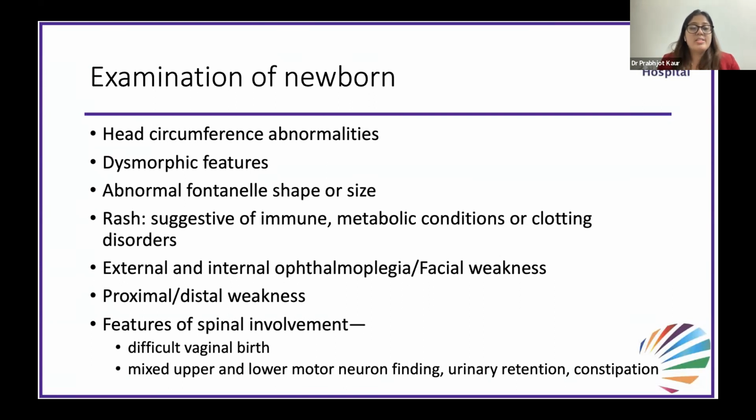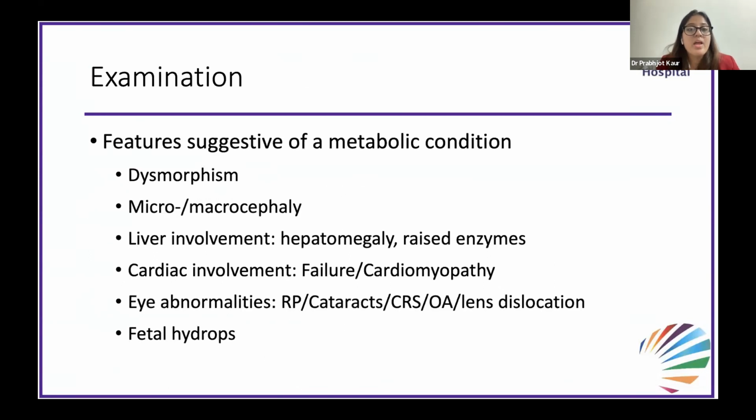Any features of spinal involvement should also be looked for, especially after difficult vaginal birth, in which we may get mixed upper and lower motor neuron findings, bladder retention or constipation. So there are a few features which can suggest a metabolic condition, such as dysmorphism, micro or macrocephaly, liver involvement with hepatomegaly or raised enzymes, cardiac involvement with cardiomyopathy or heart failure, eye abnormalities such as retinitis pigmentosa, cataracts, cherry red spot, optic atrophy, lens dislocation.